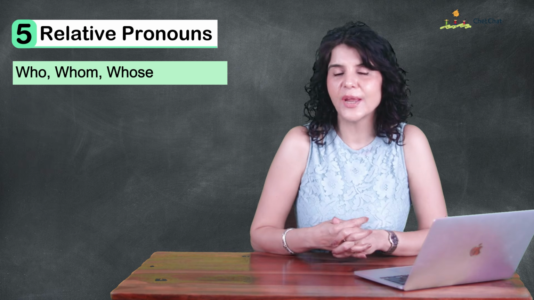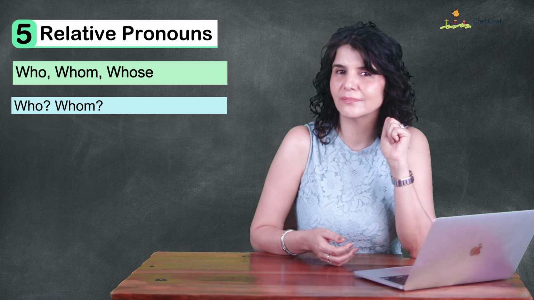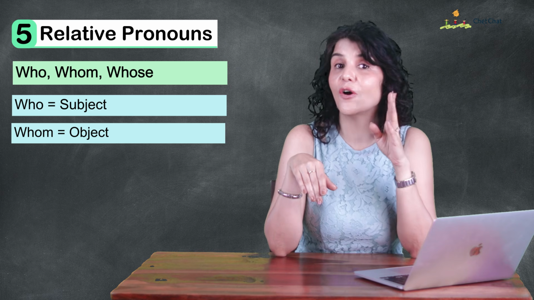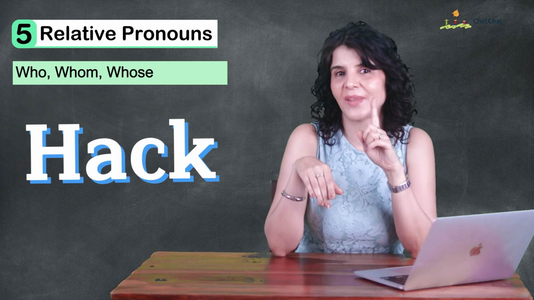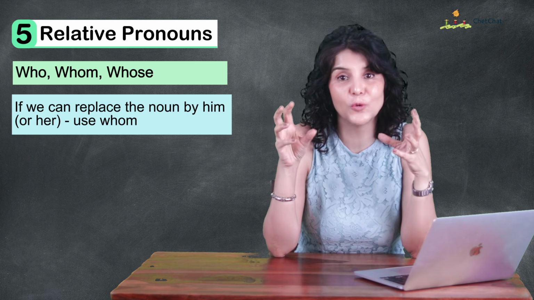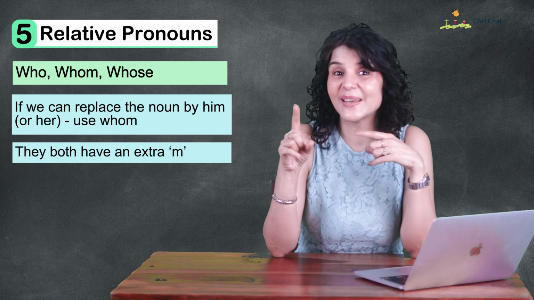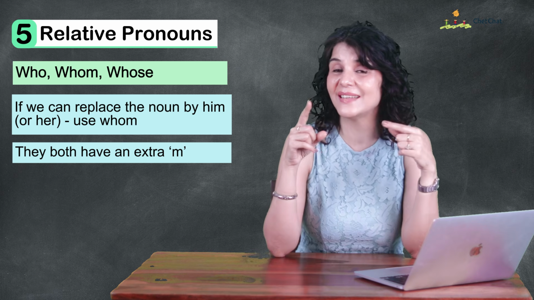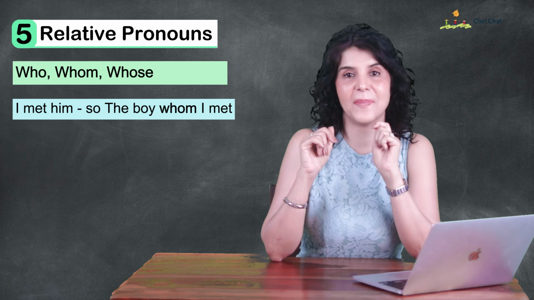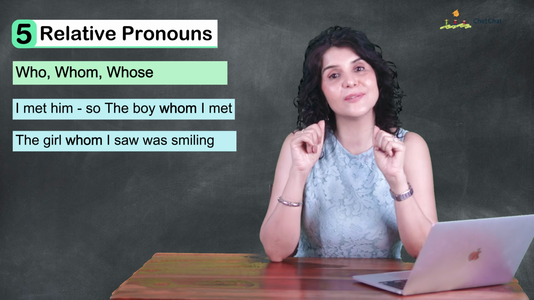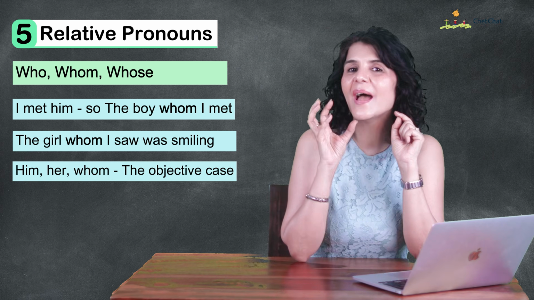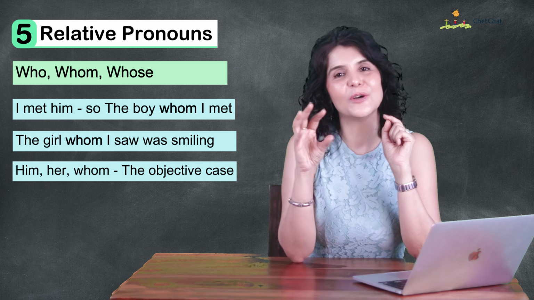But how do we know when to use who and when to use whom? Who is used for the subject and whom is used for the object. I'll also give you a hack. If you can replace the noun by him or her, use whom. And the trick to remember is that they both have an extra M. So it's an easy way to remember. I met him. So the boy whom I met. The girl whom I saw was smiling. I saw her makes sense, right? So him and her and whom are all the objective case.